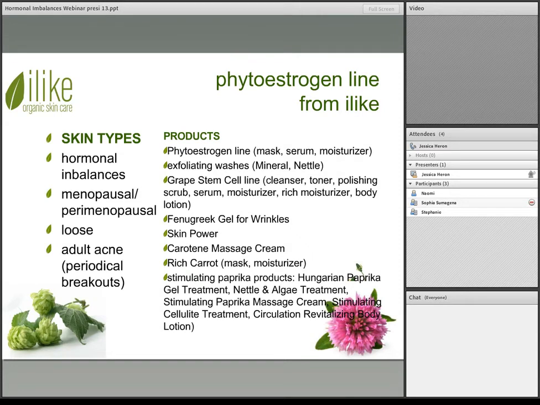You can also utilize nettle and algae treatment, very similar, as a customizable treatment that you can blend in with other treatments and masks. But the nettle and algae is a little bit different. It has green cherry peppers, versus the Hungarian paprika gel has the red cherry pepper. The nettle and algae contains green cherry peppers and also cinnamon oil and also lemon. There are antioxidant boosting properties. There are hydrating properties in the nettle and algae treatment, and also detoxifying benefits.